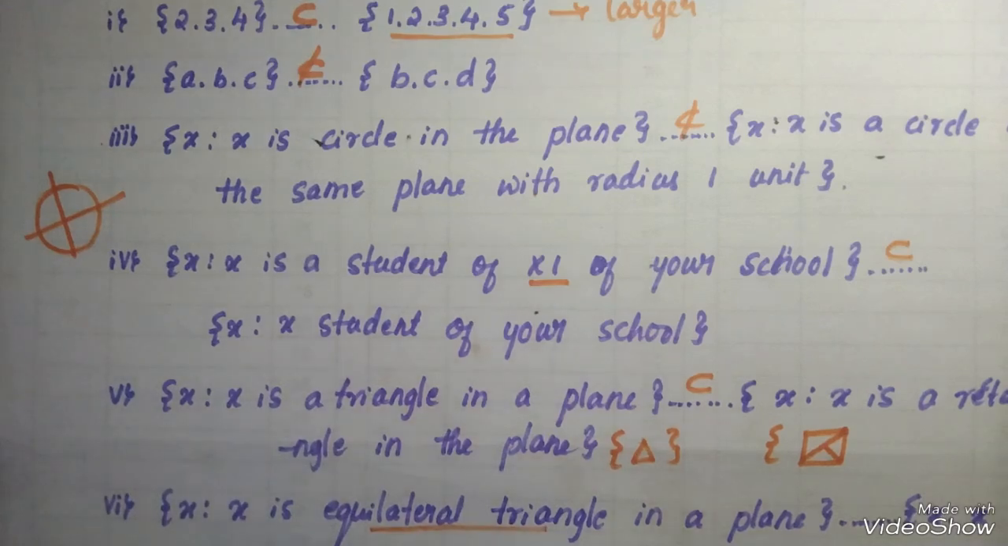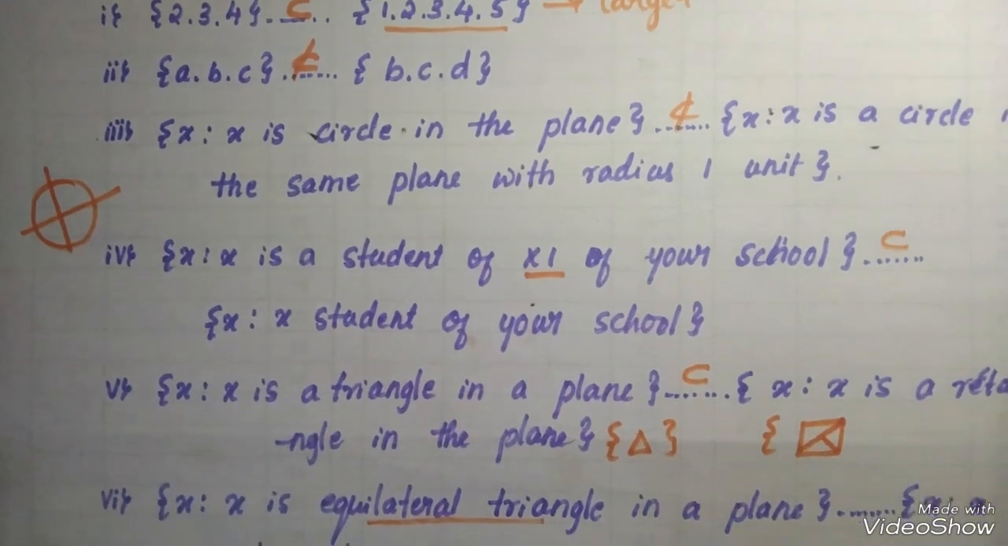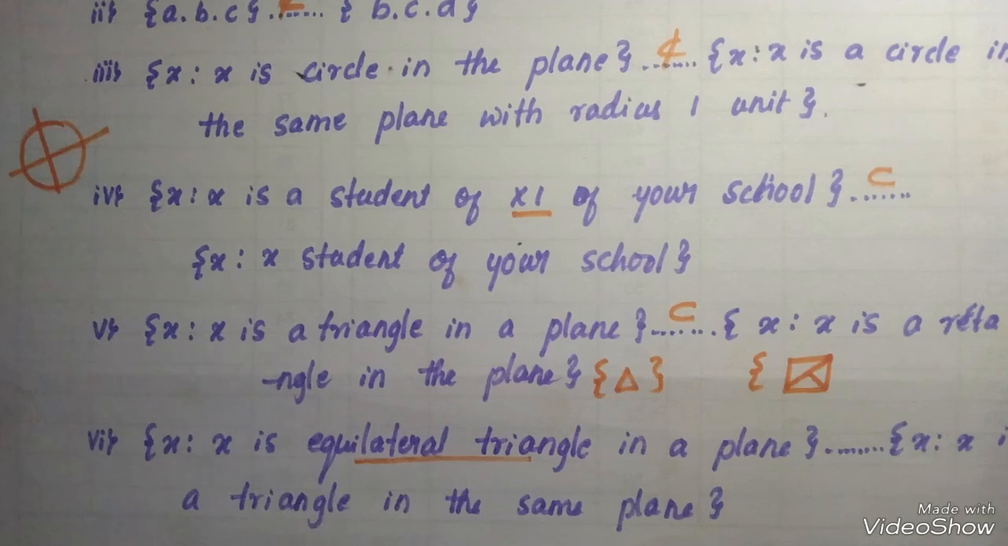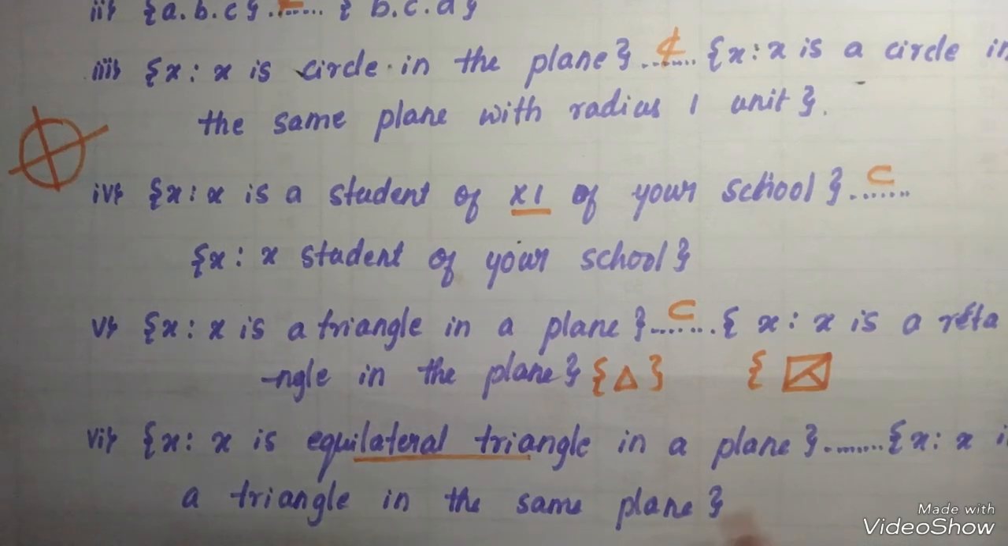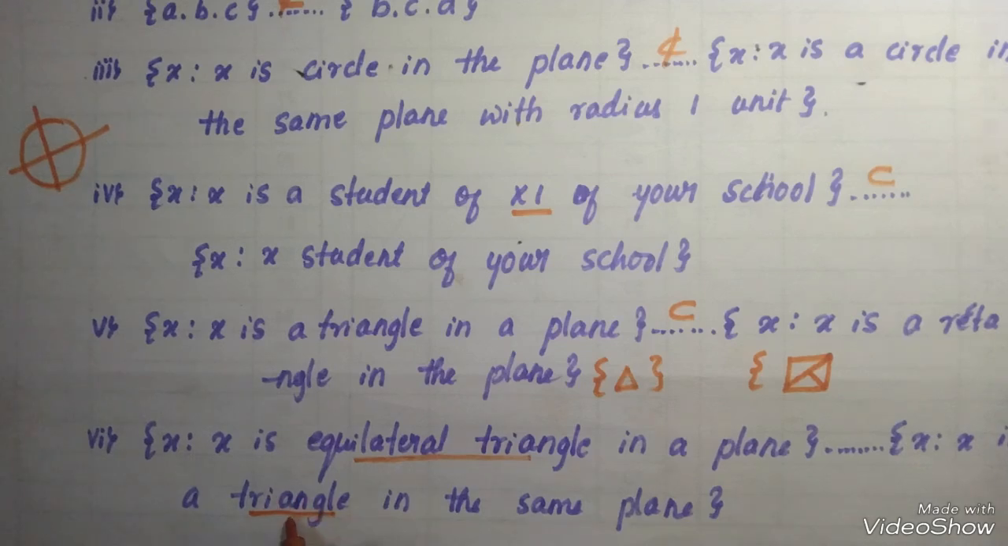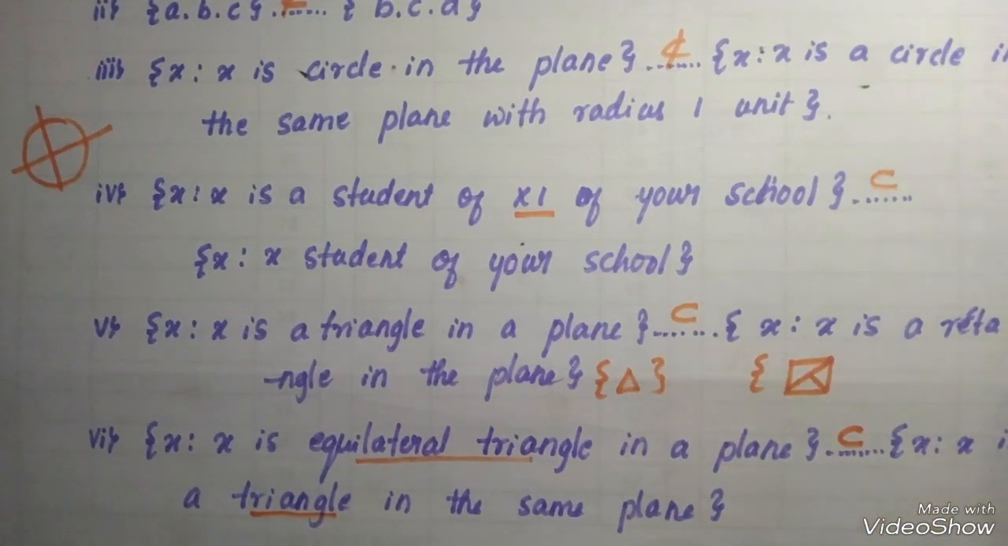Equilateral triangle, it is a type of triangle. Equilateral means all sides are equal. Here X is a triangle. A triangle contains so many types: isosceles triangles, scalene triangles, equilaterals. Equilateral is one of the types from the set of triangles. Therefore it is also a subset.